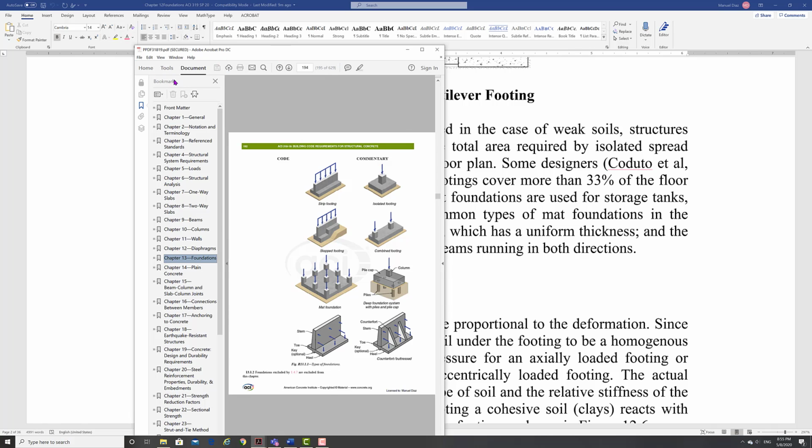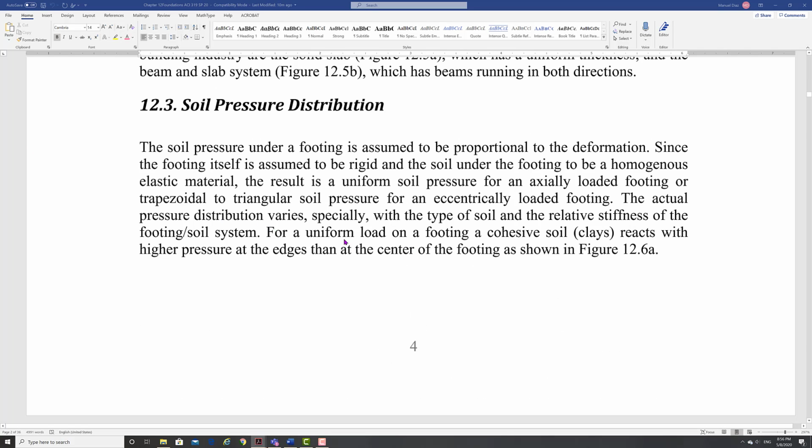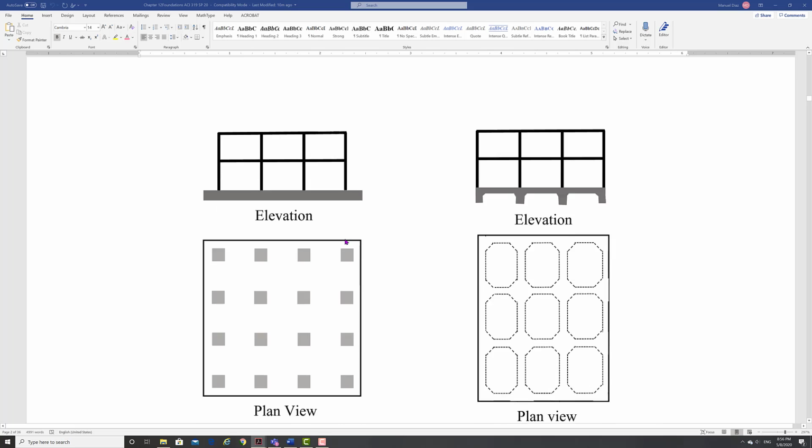All right, so how are we going to look at the soil pressure distribution? I mean, that's what we're looking at, right? And the soil is not uniform, so it creates different issues. So that's one of the problems.